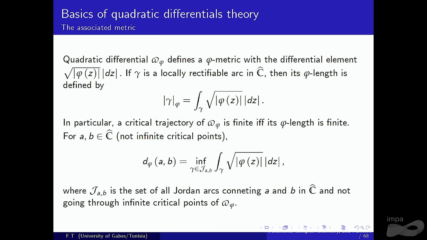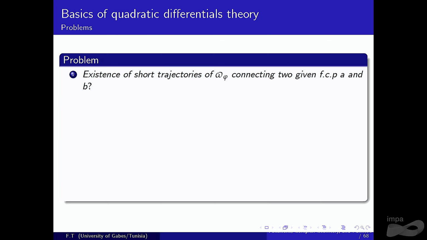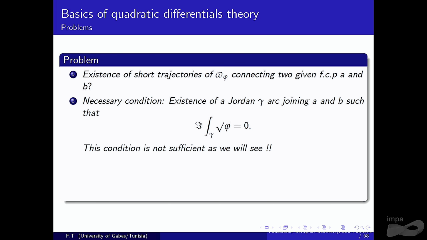Of course, for a quadratic differential, there exists what we call the associated metric, and we can talk about geodesics of this quadratic differential. So what are the problems related to quadratic differentials? First, the existence of short trajectories, finite critical trajectories, trajectories that connect two given finite critical points. Of course, the necessary condition is the existence of a Jordan arc connecting these points, such that the imaginary part of the integral of the square root of our function phi equals 0. However, this condition is not sufficient, as we will see.